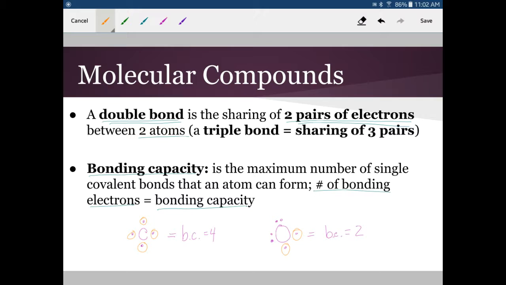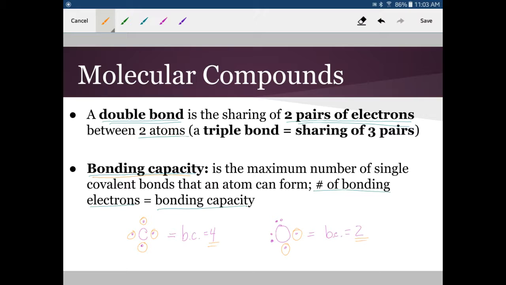Okay, now we've already talked about how bonding capacity is important when we look at our Lewis diagrams. Bonding capacity is also important in terms of molecular compounds and forming bonds, because I know that oxygen can only form 2 bonds, where carbon can form 4 bonds. Okay, if I look at something like chlorine with a bonding capacity of 1, that can only create a single bond.